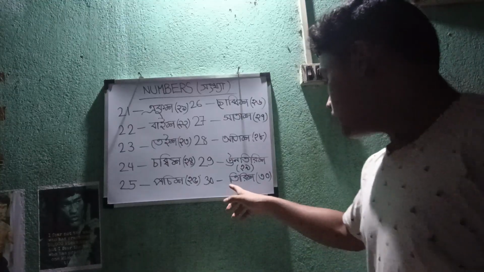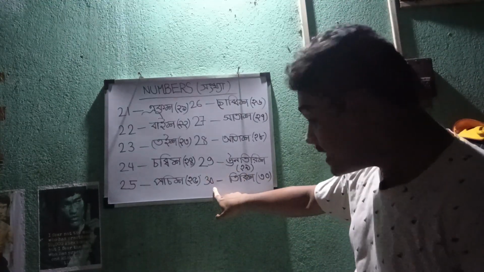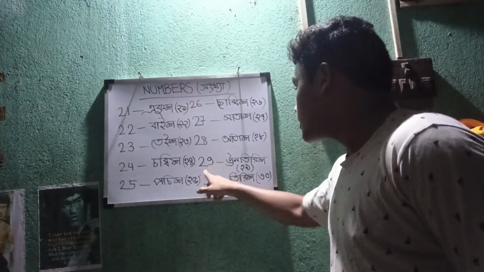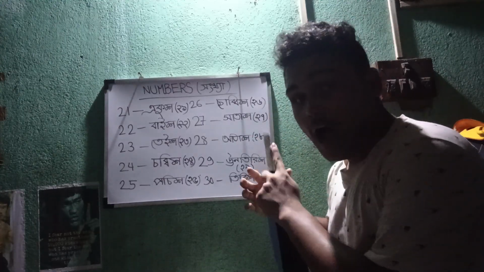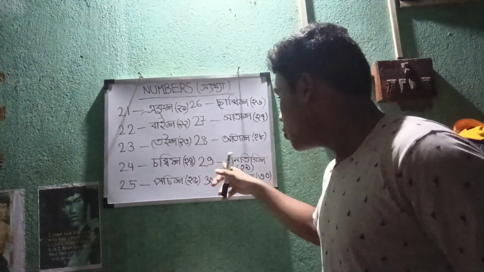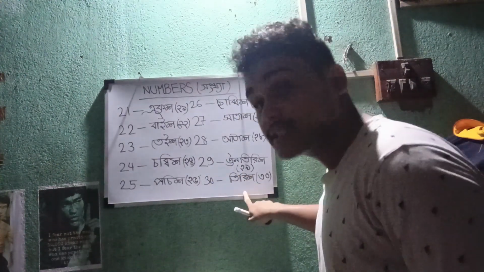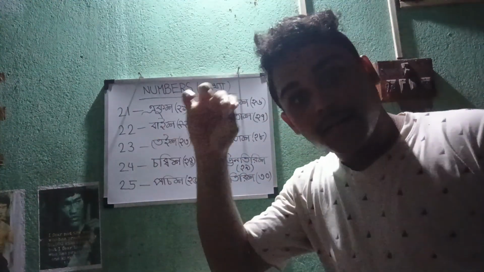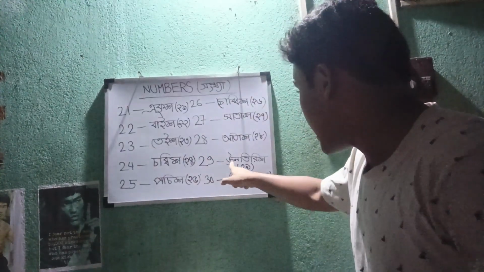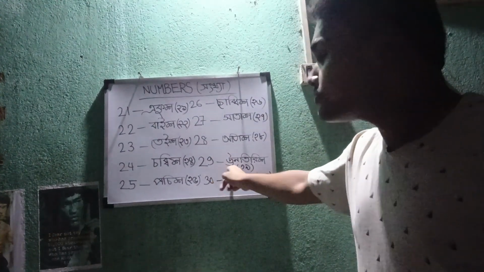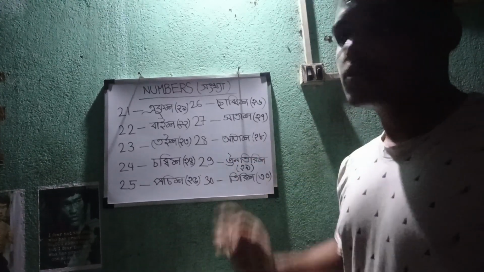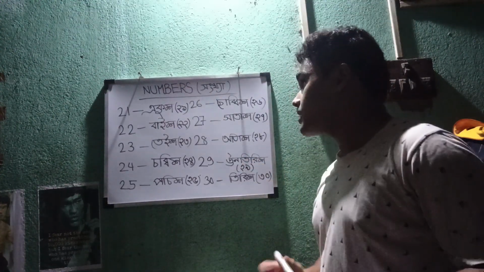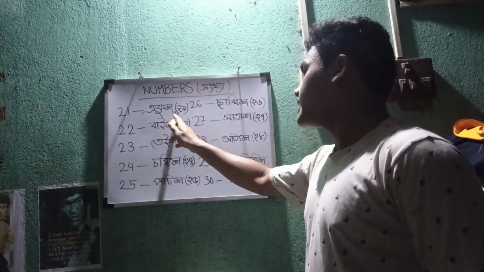Now you are noticing that before 30, the 29 has the prefix uno, unotirish, and 30 is tirish. So note it down in your notebook. This is today's class, and I am just saying it again for better understanding.